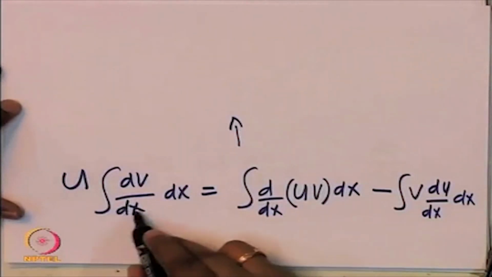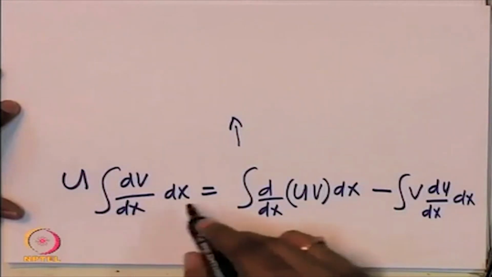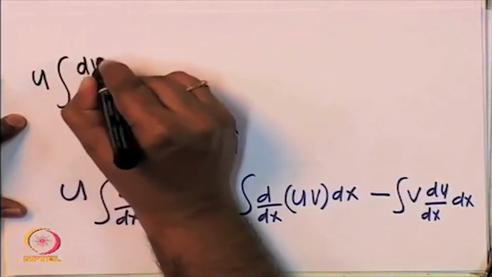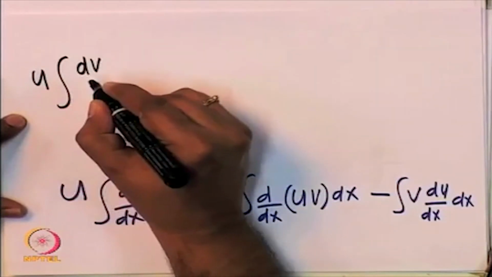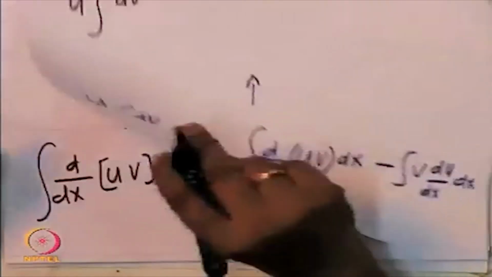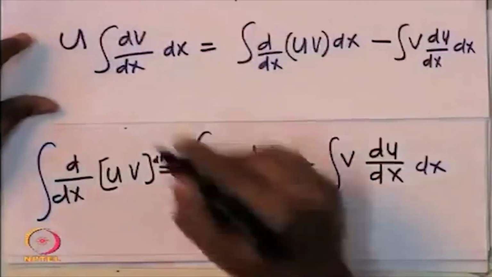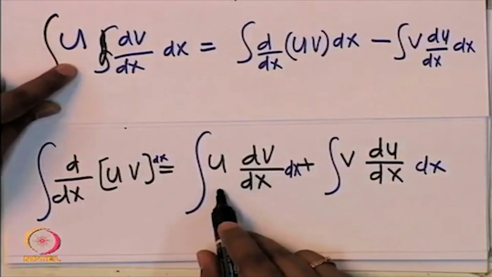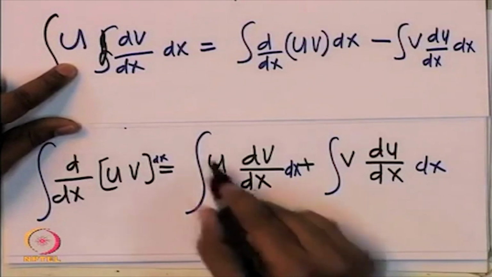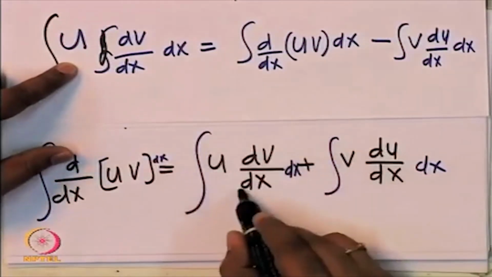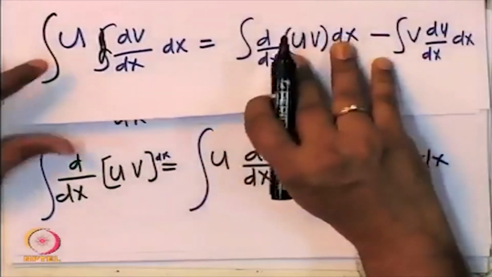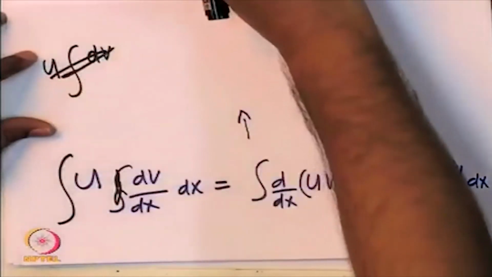So, dv by dx into dx, you can write this basically. Let us write this a little more carefully. Sorry, I just made a small mistake when I wrote here. This integral has to be here, integral u dv by dx, because this is what we had here. Integral u dv by dx is equal to d by dx of uv dx minus v du by dx. So, when I write a little more carefully, I have to write.